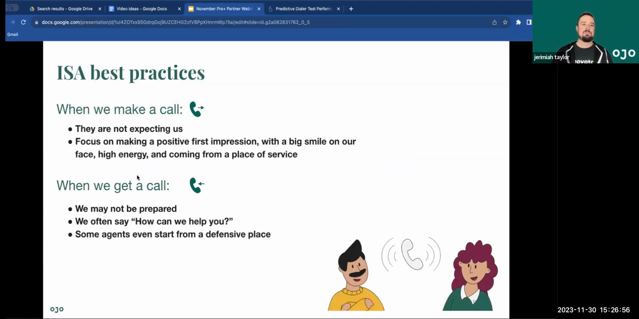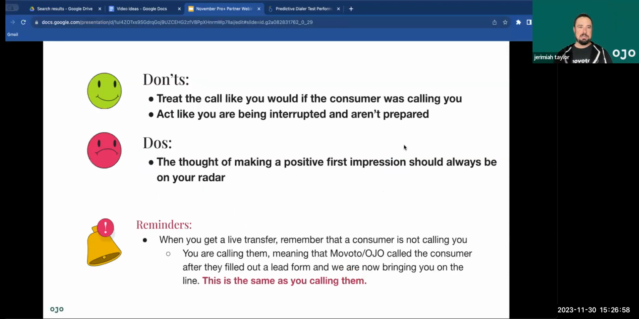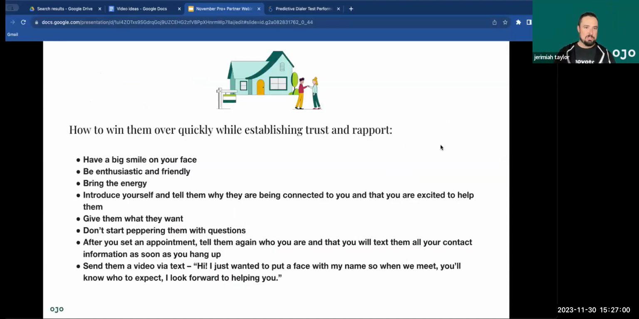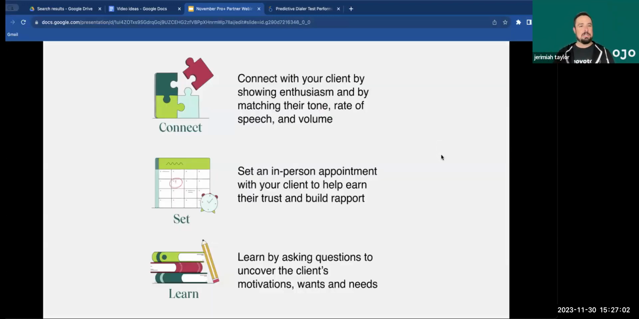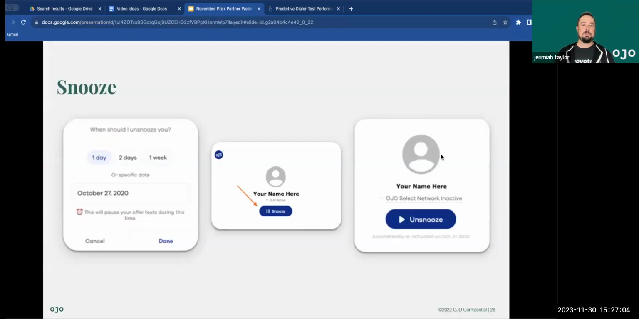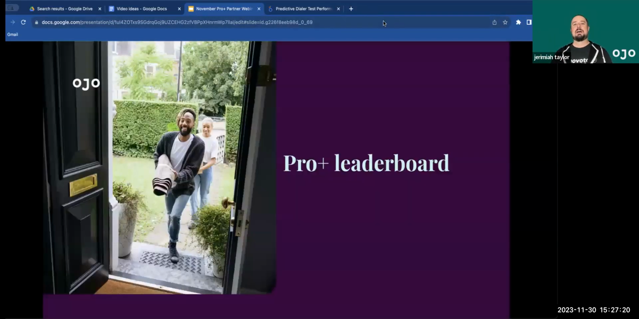Chris just talked about best practices for when you get a call versus making a call. We talked some do's and don'ts. We talked connect, set, learn, snooze. This one's really important over the holidays. If you're going to be busy and you can't take leads, just remember to snooze. It makes your life easier. Then we won't bug you. It gives us a signal to get it to other agents on your team. So please remember to use the snooze.